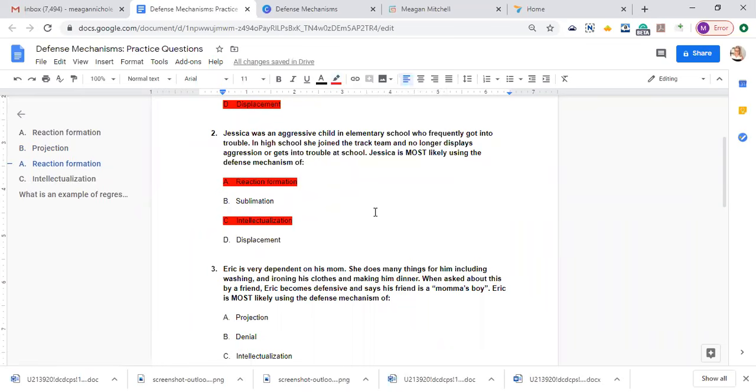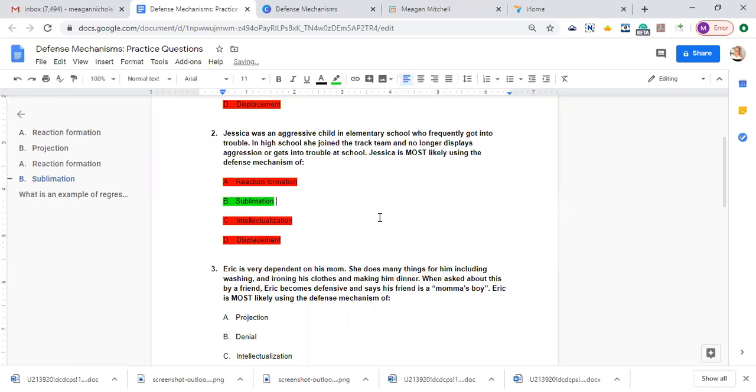She's not displacing any negative feelings onto someone else or onto an event, so we can get rid of displacement. And that leaves us with sublimation. And remember that sublimation is when we are channeling any sort of unwanted feelings, of aggression, of anger, of stress, onto something else that is productive. So she had a lot of aggression earlier on. She found track. Track is a good outlet for her. So she's channeling that aggression into track. She's no longer getting into trouble. So sublimation would be the best answer for this.